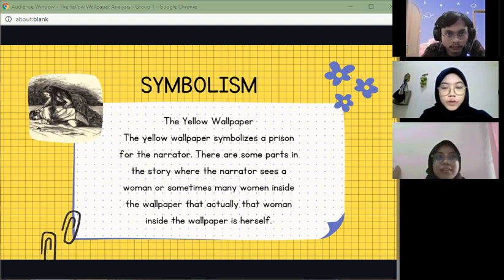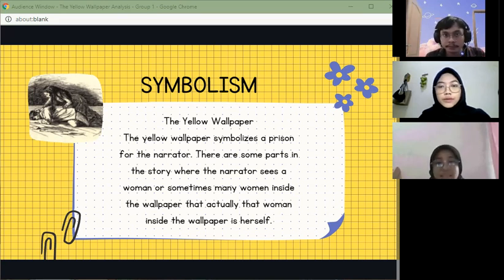Moreover, there is a sentence said by the narrator: "I've got out at last, in spite of you and Jane, and I've pulled off most of the paper, so you can't put me back." We can infer she pulled off the paper in order to free the woman, or herself, and she said "so you can't put me back," which means her husband or Jane can't put her back into the prison, in this case, the wallpaper. I think that's all for the symbolism.